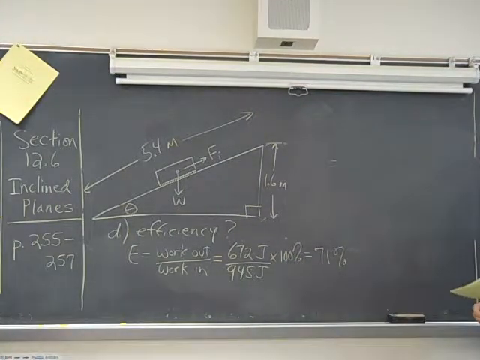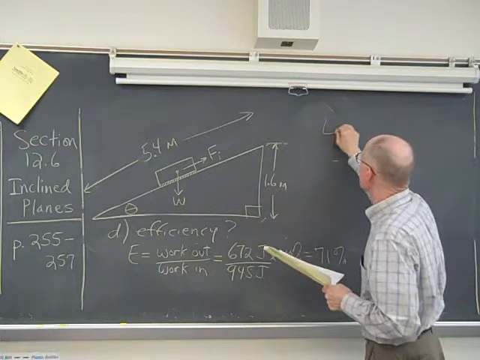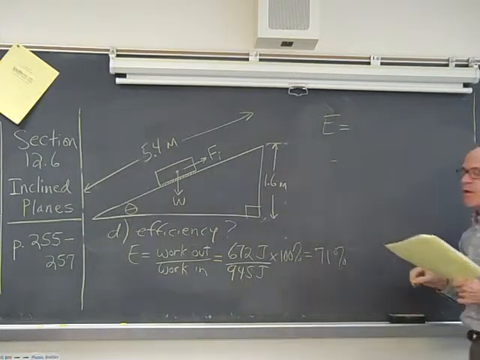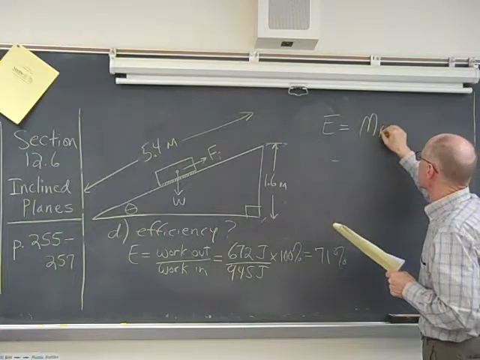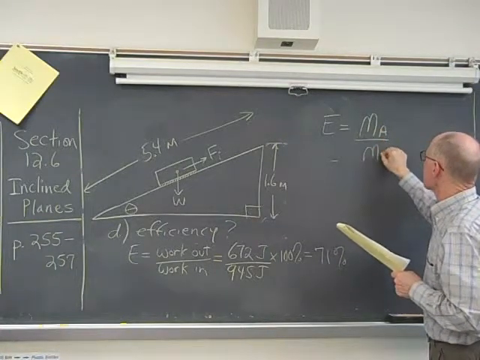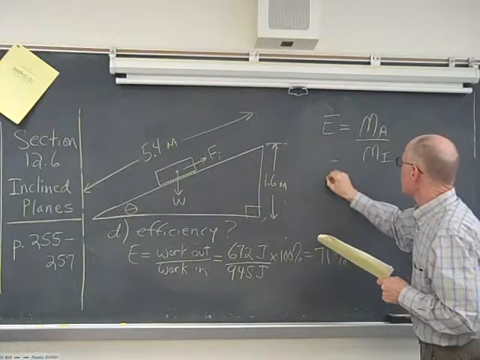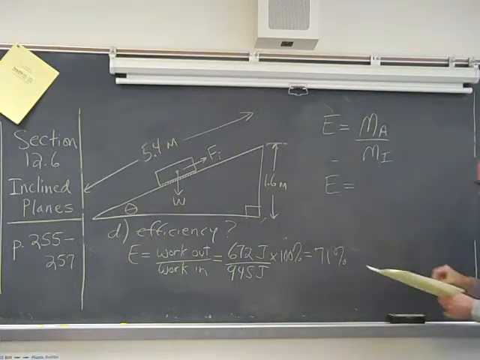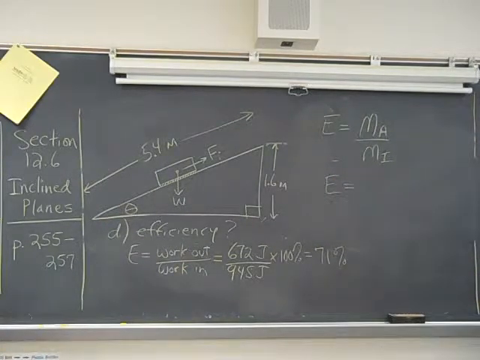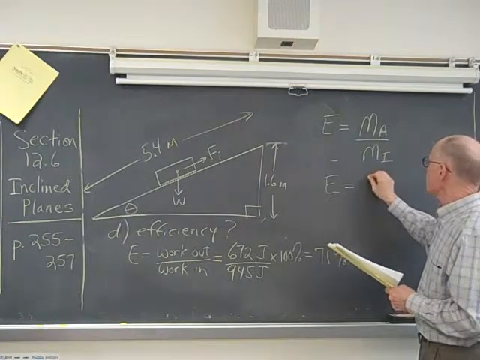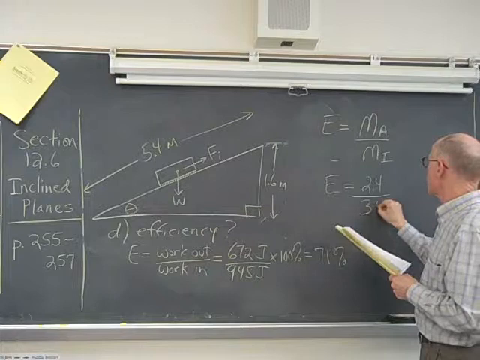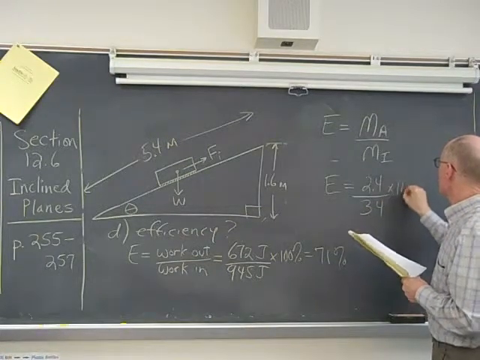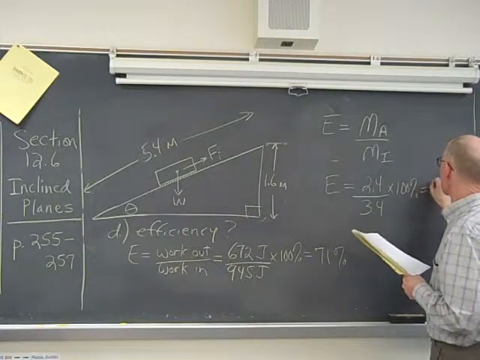And there's another equation you could use in this case. Remember, we tacked on a third equation for efficiency, which is actual mechanical advantage divided by ideal mechanical advantage. So you remember from earlier, at the beginning of the problem, we determined that the actual mechanical advantage is 2.4 and the ideal was 3.4. Multiply that by 100% and that should be the same.